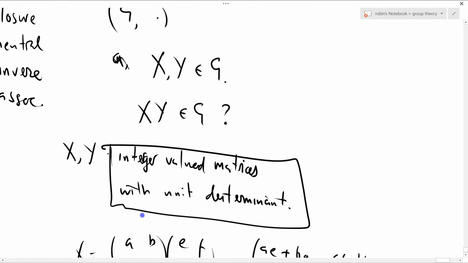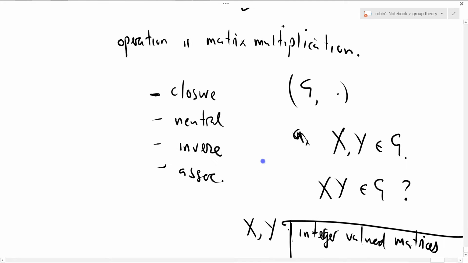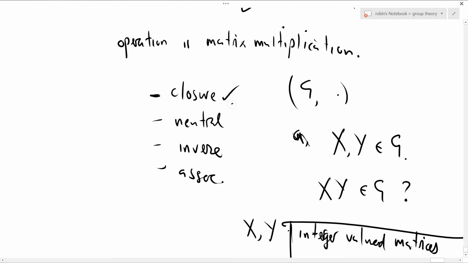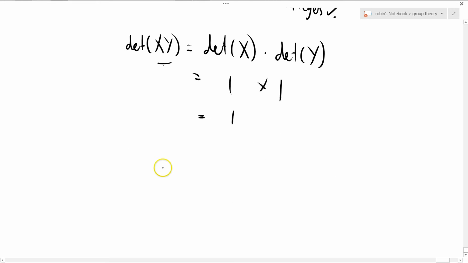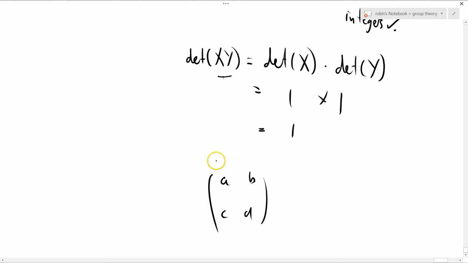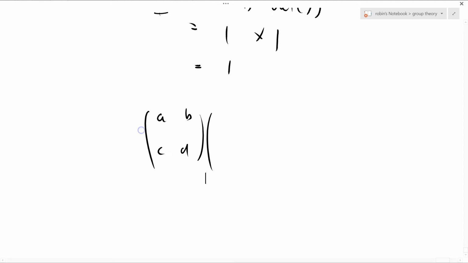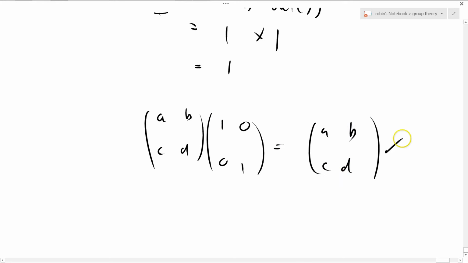So that's closure satisfied. Where's my, there it is, tick. Neutral element, well, we've got a neutral element, we've always got a neutral element. It's A, B, C, D, that's the general element in the group, times 1, 0, 0, 1. And of course you just go through the motions and it's A, B, C, D, check.